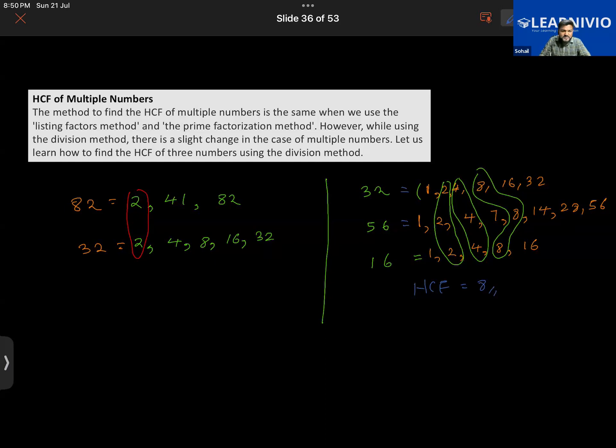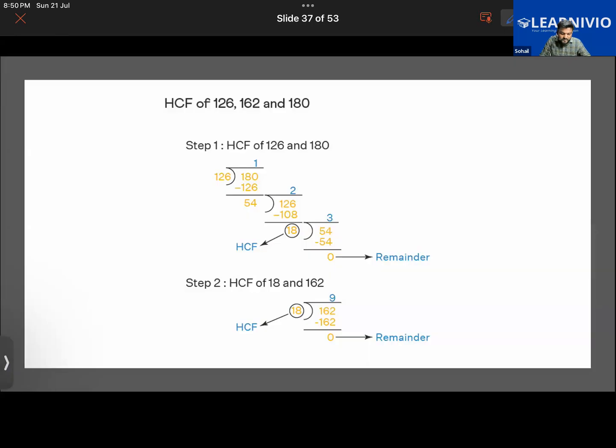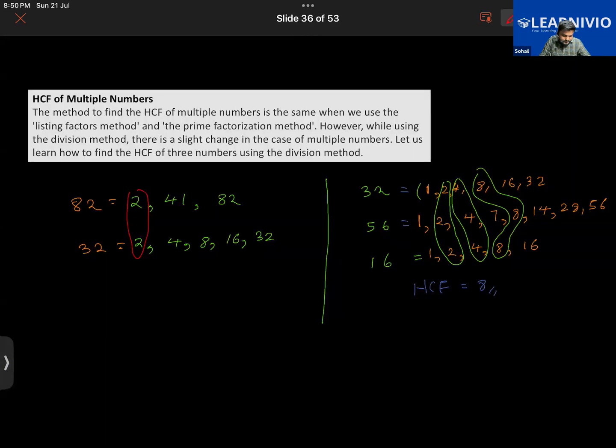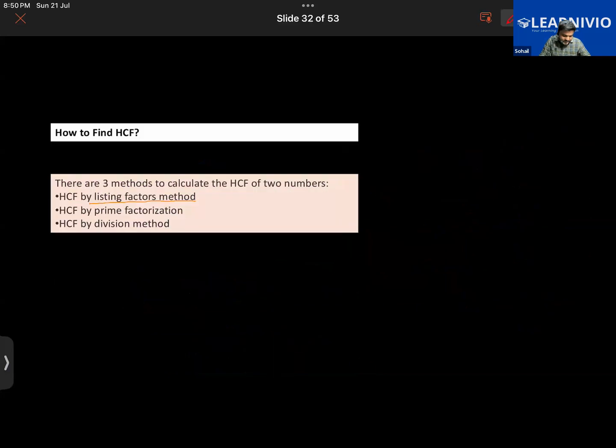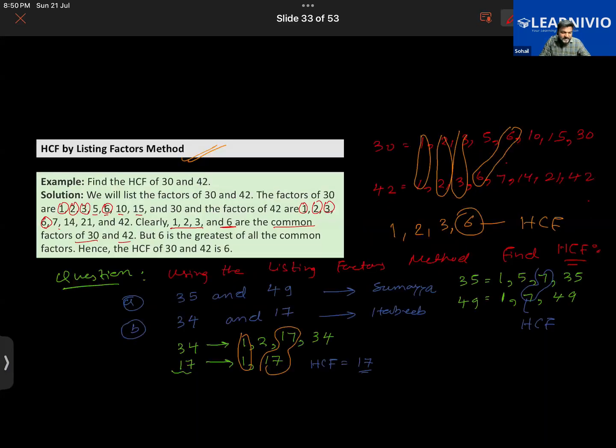So hope that much is clear. Right. So this was the HCF of multiple numbers. When you have two or more than two numbers, by using the first method, you can find out the HCF of the given numbers. Okay, now we have another method we should be learning. So finding the HCF by the listing the factors method we have learned, and you can find out the HCF in this manner for two or more than two numbers.